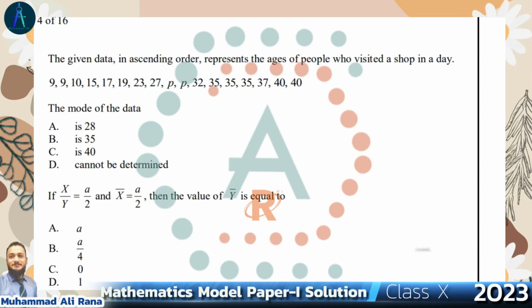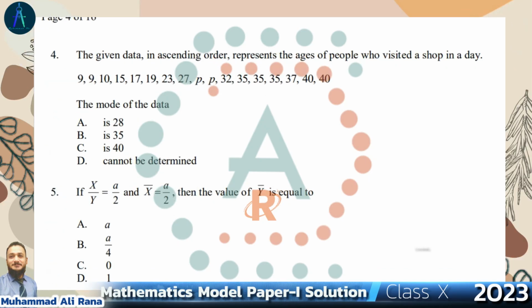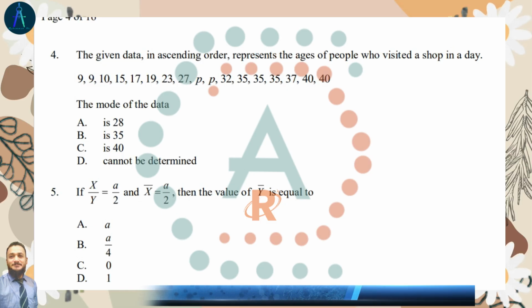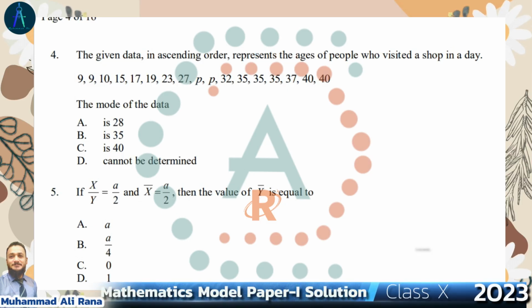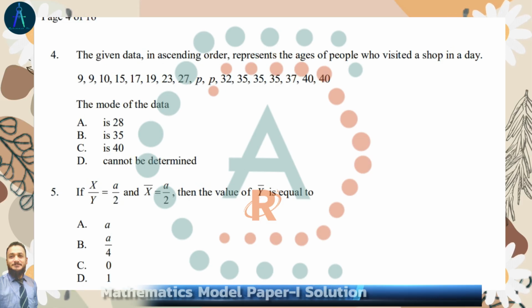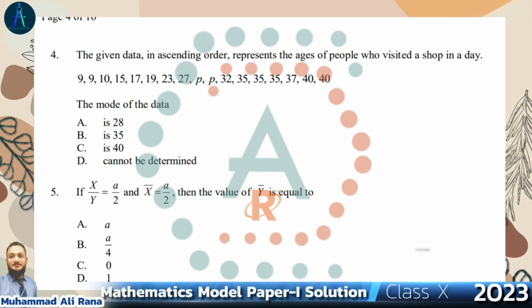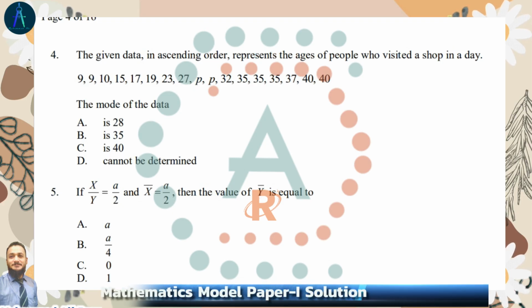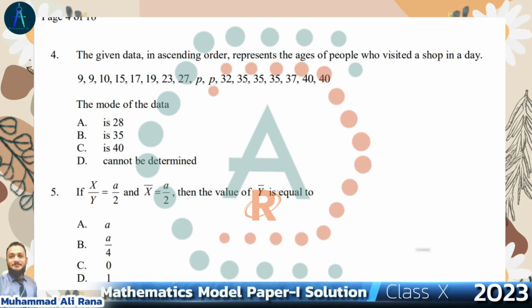Now let's see question number 4. The given data, in ascending order, represents the age of people who visited a shop in a day. तो यहाँ हमारे पास data मौजूद है जिसमें एक particular shop के ऊपर जो person ने visit किया उन person की ages यहाँ पर मौजूद हैं. The mode of the data will be. So if we analyze the data, it is already arranged in order.